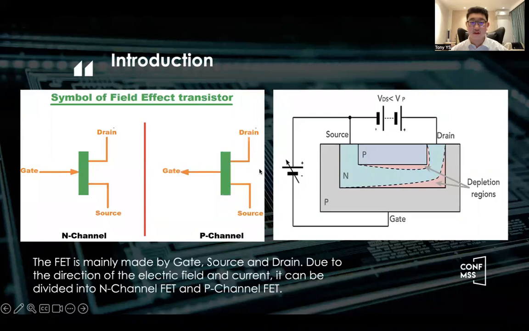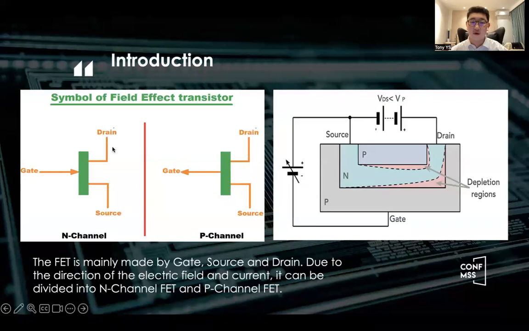So the first part is the introduction. A field effect transistor, whose short name is FET, mainly controls the current flow between drain and source, and also gate, which are the three main parts of the FET.